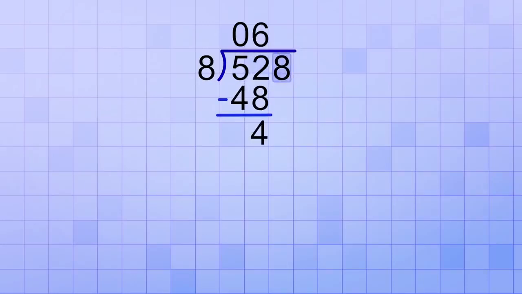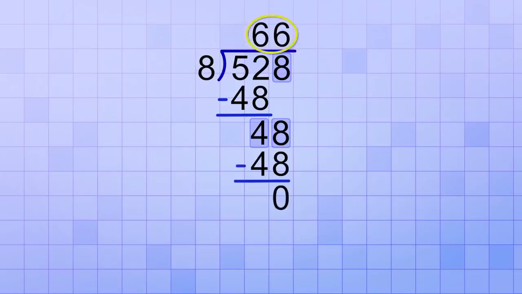Now we only have one digit left to divide, so we bring down a copy of it to combine with the remainder and ask how many 8's will make 48. We know the answer to that is 6 also. 6 times 8 is 48, which leaves no remainder. There, our answer is 66.